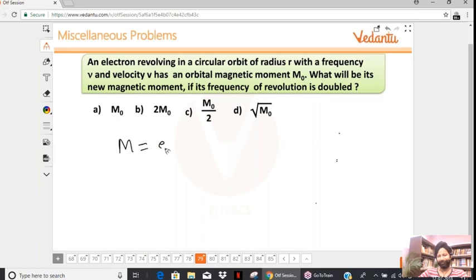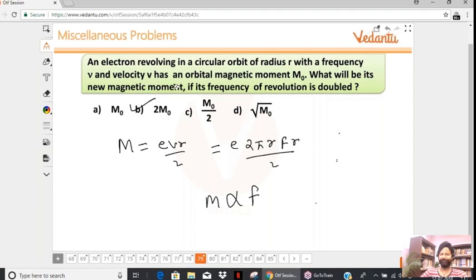So magnetic moment of the electron is EVr/2. Now in terms of frequency, what is frequency? Number of rotations per unit, right? Per second. In 1 second, you're making F rotations. But if you're making F rotations, aren't you saying you're making F times 2 pi r distance every second? So this can also be written as E times 2 pi r times the frequency times r by 2. Right? So magnetic moment is directly proportional to frequency. If you double the frequency, the magnetic moment becomes double of what it was earlier. Think about double the frequency. Electron is traveling at double the speed. Double the charge is going through it per second. Current is double.